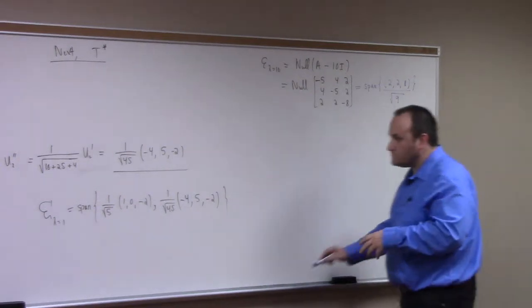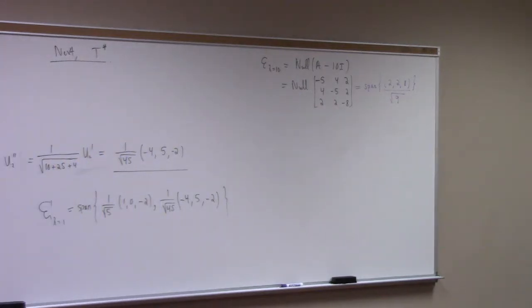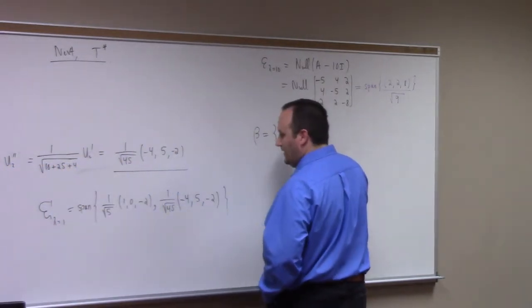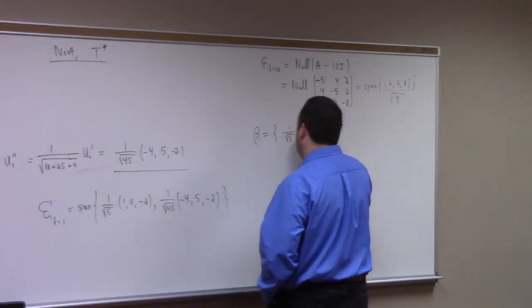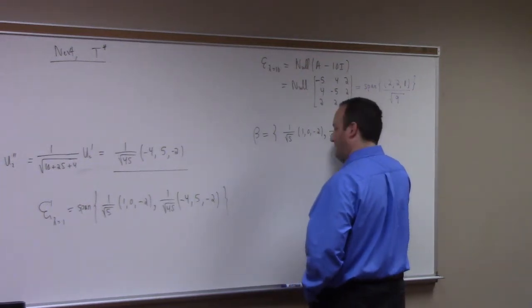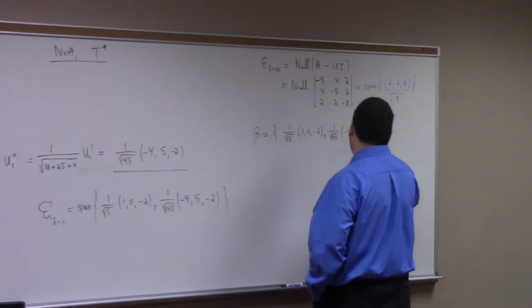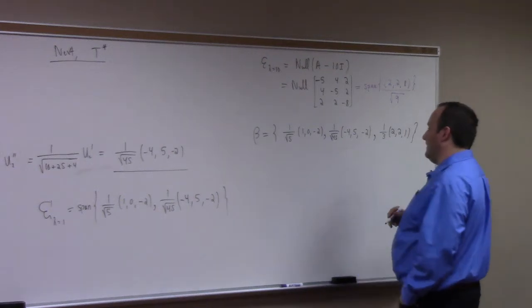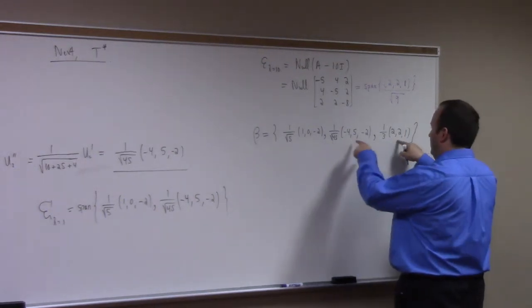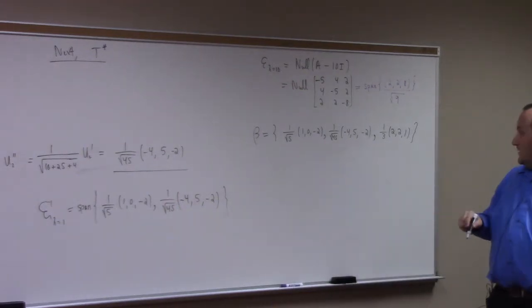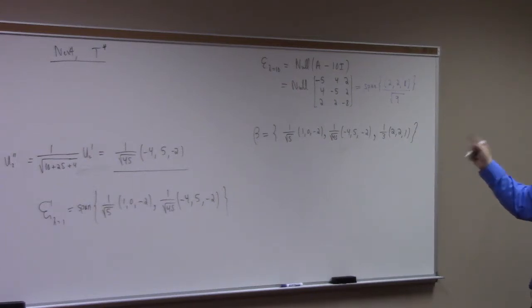And so in total, we get the eigenbasis, what? In summary, we can form our eigenbasis beta: 1 over the square root of 5 times (1, 0, minus 2), 1 over the square root of 45 times (minus 4, 5, minus 2), 1 over 3 times (2, 2, 1). Right? And you can check that this is perpendicular to that, and this is perpendicular to that. I'm scared to check. Yeah, it is. Okay. So there's an orthonormal eigenbasis for A, right?